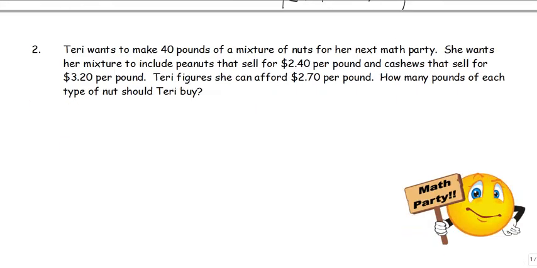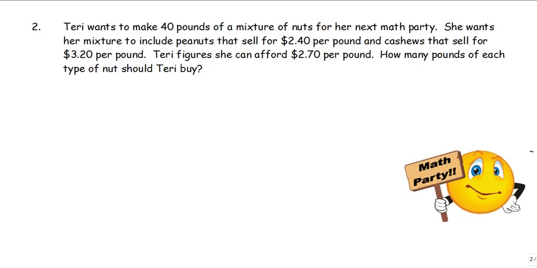Alright. Terry wants to make 40 pounds of a mixture of nuts for her next math party, because we all know how awesome math parties are. Although 40 pounds of nuts is a lot. I don't know how many people are coming to this party, but she wants her mixture to include peanuts that sell for $2.40 per pound and cashews that sell for $3.20 a pound. Right now, I'm going to say X is equal to peanuts and Y is equal to cashews.